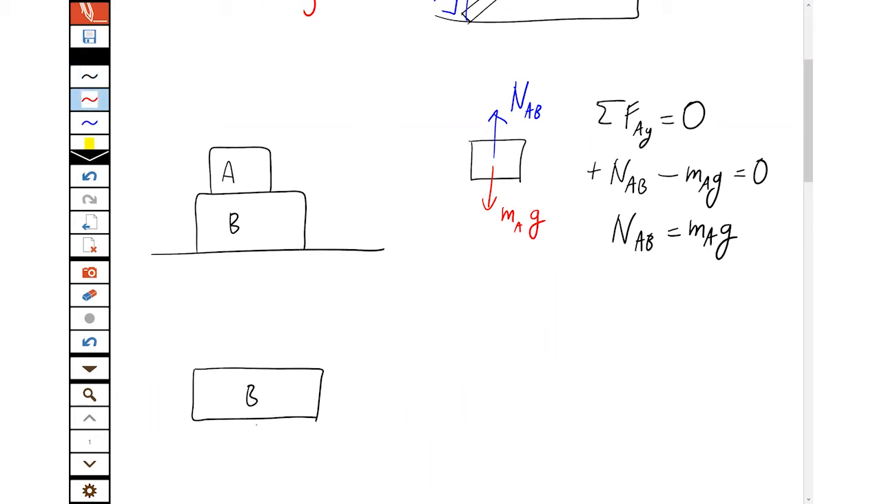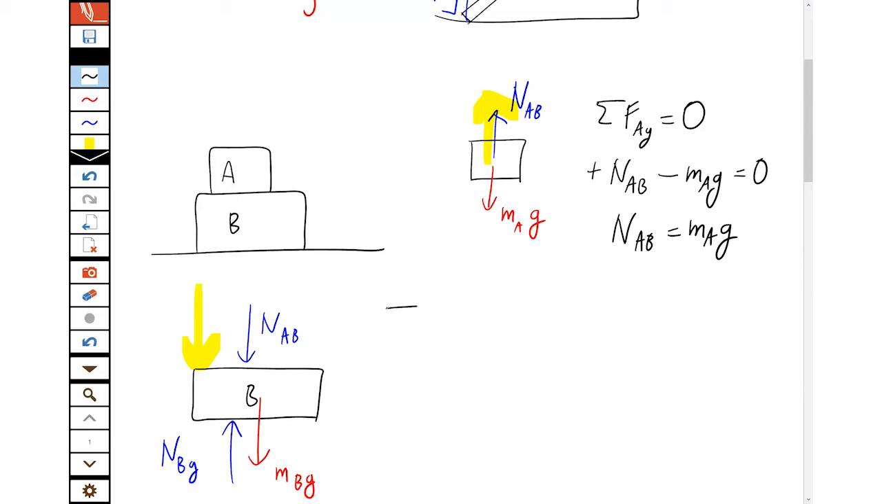So B has its own weight acting down, the normal force between B and the ground acting up. And if B was sitting there on its own, that's all that would be happening. But remember, A is touching it from above, so there's a normal force between them. And we have Newton's third law. If the normal force between A and B is pushing up on A, then it must be pushing down on B. So the normal force between A and B is pushing down. So you can see that's how the weight of A will affect B, because it's pushing down on it.